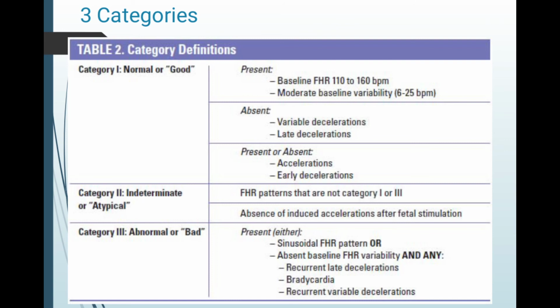Category 3 is abnormal or bad. Present if it has a sinusoidal fetal heart rate pattern, or absent baseline fetal heart rate variability and any recurrent late decelerations, bradycardia, and recurrent variable decelerations.